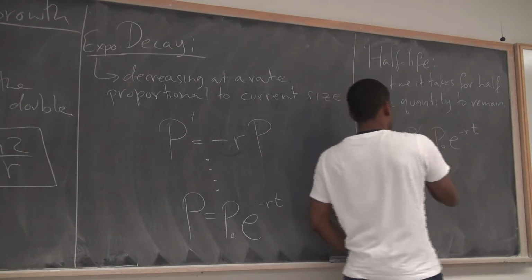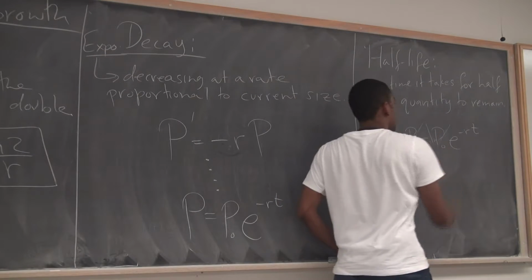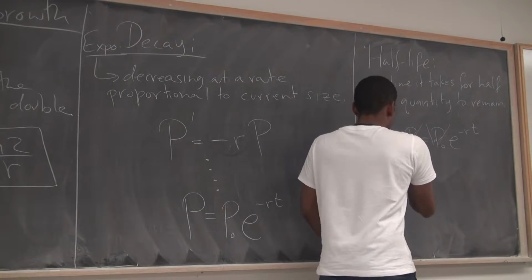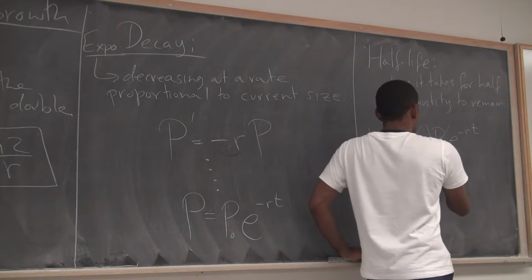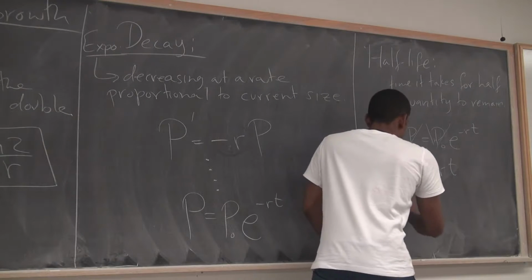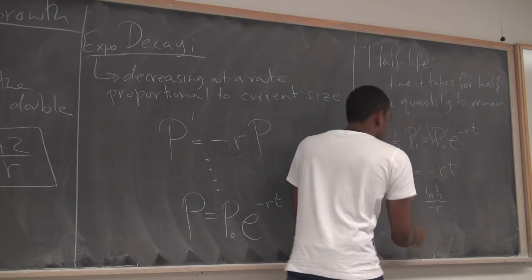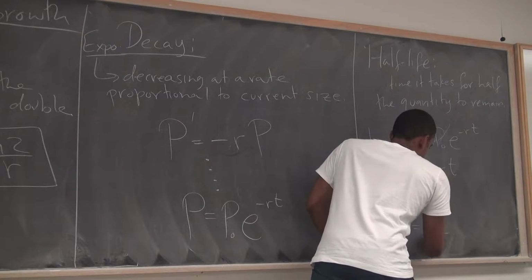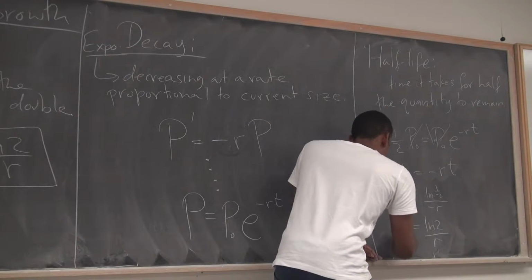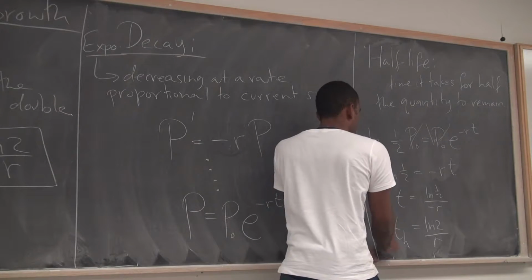So we'll do the same thing. Divide both sides by P0, ln both sides. So this gives me ln of 1/2 will be minus RT. This means that T would be ln of 1/2 divided by minus R, which happens to be, again, ln 2 over R. That we call TH, which is the time to become half.